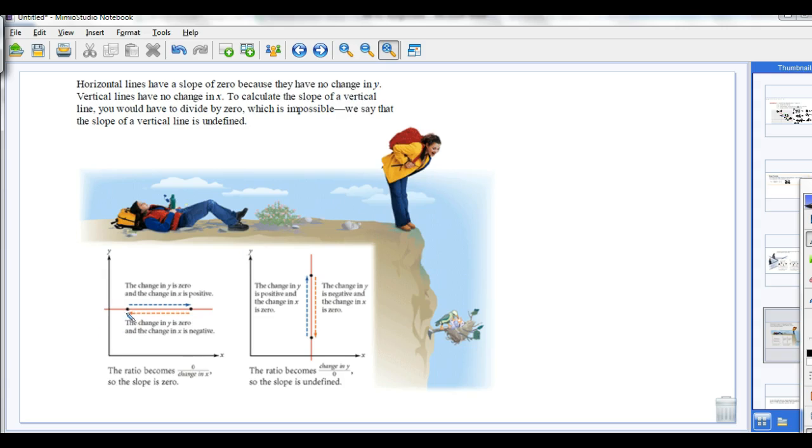And lastly, horizontal lines have a slope of 0 because they have no change in y, right? If you're just going across, I go up 0, right 5, right 10, whatever. So it's going to be 0 because we're not changing any in the y, but we're moving some in the x.